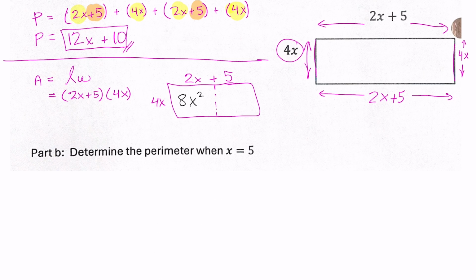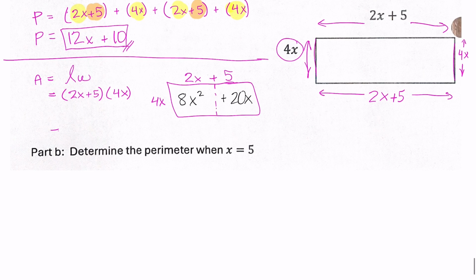So 8x squared, and then here you're going to have 5 groups of 4x to give you positive 20x. Again, you can do that using the algebra tiles, but that is what you should get. And the answer, therefore, for the area is 8x squared plus 20x.